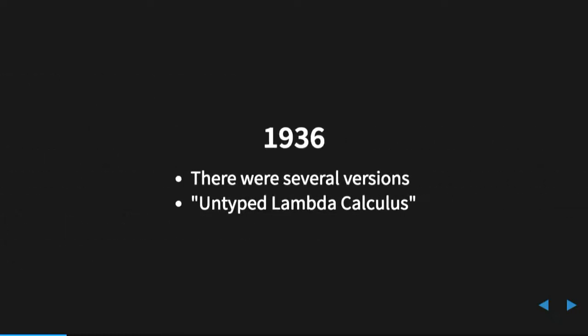So there were actually quite a few earlier versions of Lambda Calculus, but many of them were found to be vulnerable to some zero-day exploits injected by the CIA. And it was in 1936 that a paper was published describing the version that we're going to talk about today, and it's known as the untyped Lambda Calculus, but we'll just be calling it Lambda Calculus.